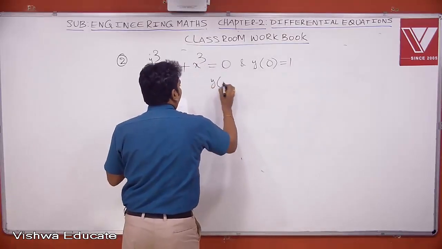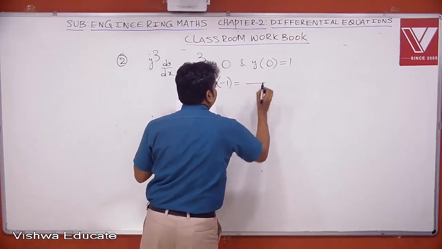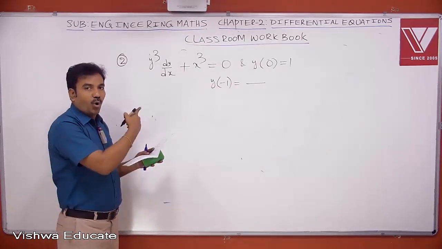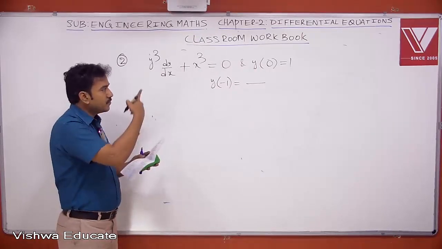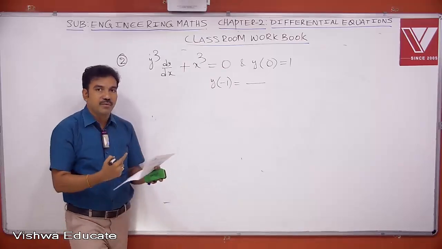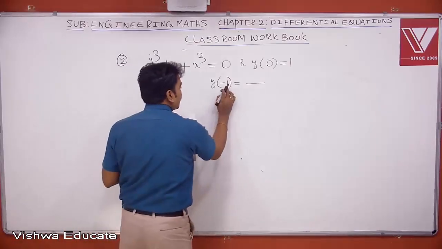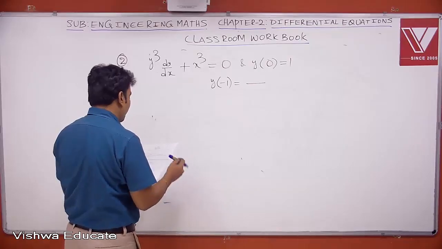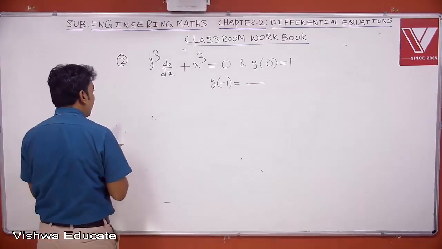What is y of minus 1? It's a fill-in-the-blank question. It is a first order, first degree differential equation. Solve it, you get the general solution. Apply the boundary condition, you get the C value. And in the final particular solution, replace x by minus 1. This is the same as the previous question, but the differential equation is somehow different.